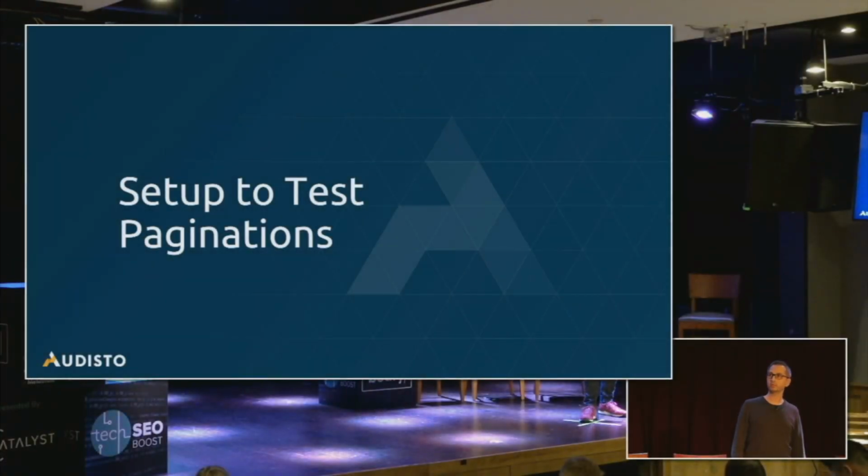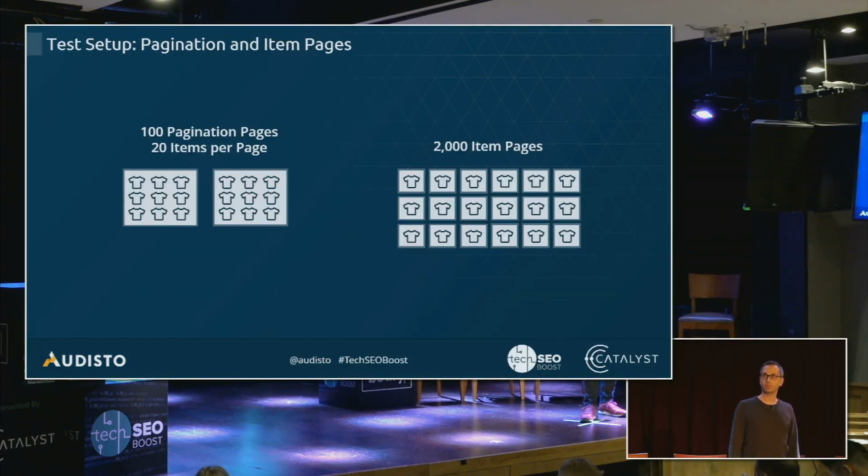So let's talk about the test setup a little bit. And because we have not so much time, we will just start with the first pagination. So what we did for the test setup is we took 100 pagination pages. We put 20 items on every single pagination page. So we ended up with a total of 2,100 pages.